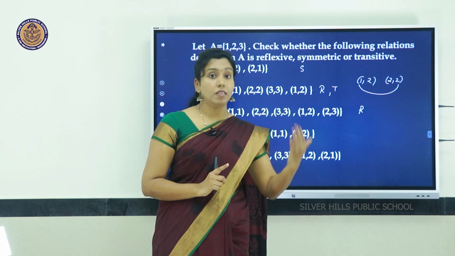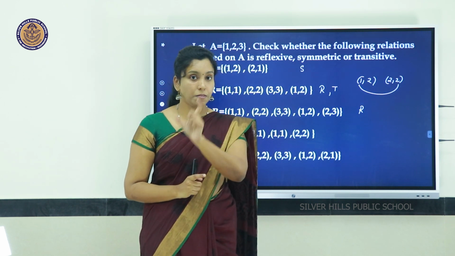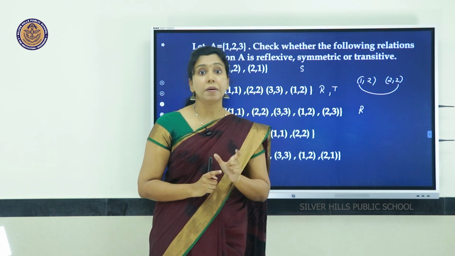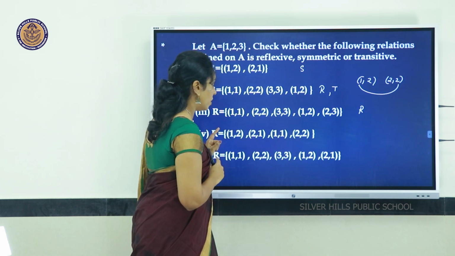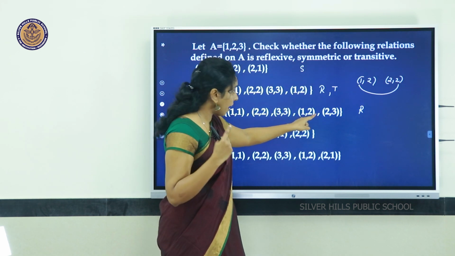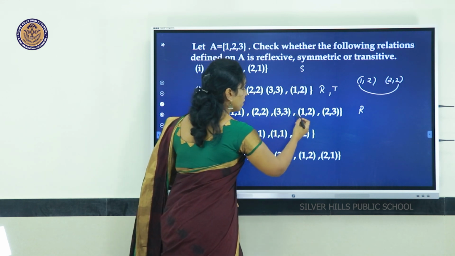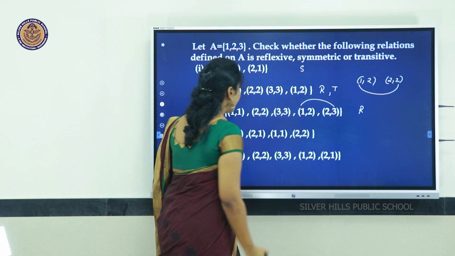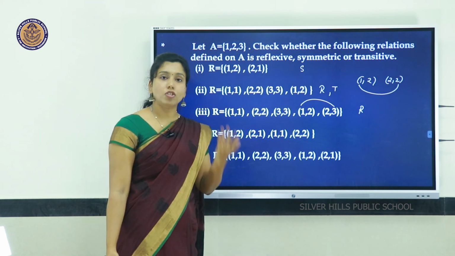Then comes the third one, that is transitive. If AB and BC are present, then AC will be present in the relation. So, look at this 1, 2, and I have a pair that starts with 2. What about if you combine the first and the last? It is 1, 3. Is 1, 3 available here? No, 1, 3 is not there.